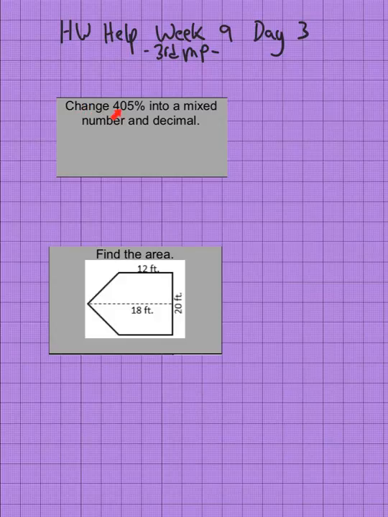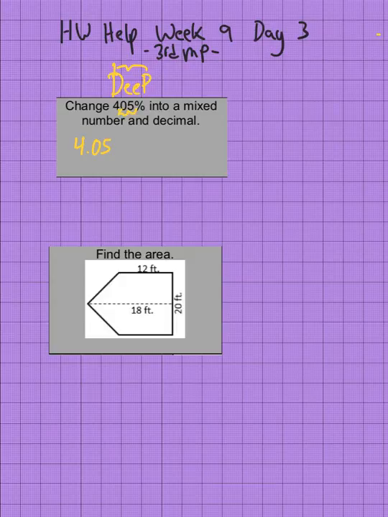In the first problem, it says change 405% into a mixed number and decimal. So I'm going to start by changing it to a decimal, and I'm going to use DEEP to do it. Since it's a percent, I'm going to go twice to the right to make it a decimal, or twice to the left, I'm sorry. Once, twice, it becomes 4.05.